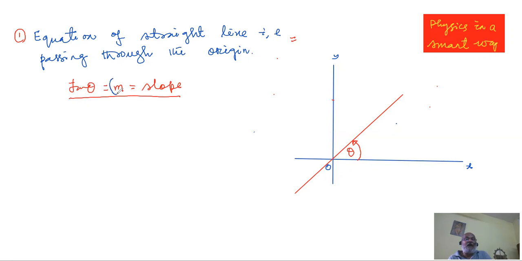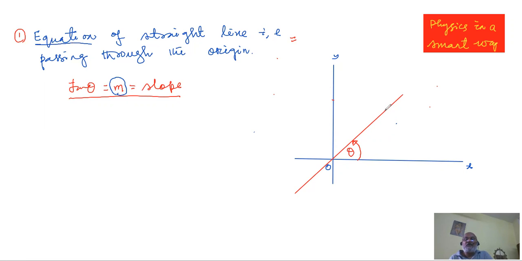Every time writing tan theta can be tedious, so tan theta is replaced by a single word, slope. You may be wondering why I have taken tan theta. Why not sin theta, cos theta, sec theta, cosec theta? There are so many trigonometric functions available. You will come to know shortly. Don't worry about that. We know our basic job is to find the equation of a straight line.